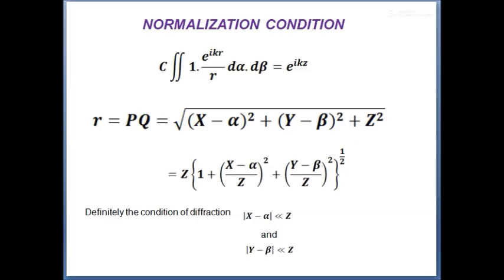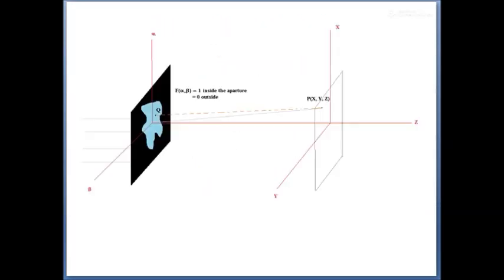Now the values of x minus alpha and y minus beta depend on the distance or the numerical aperture of this, and obviously the dimension of the screen.